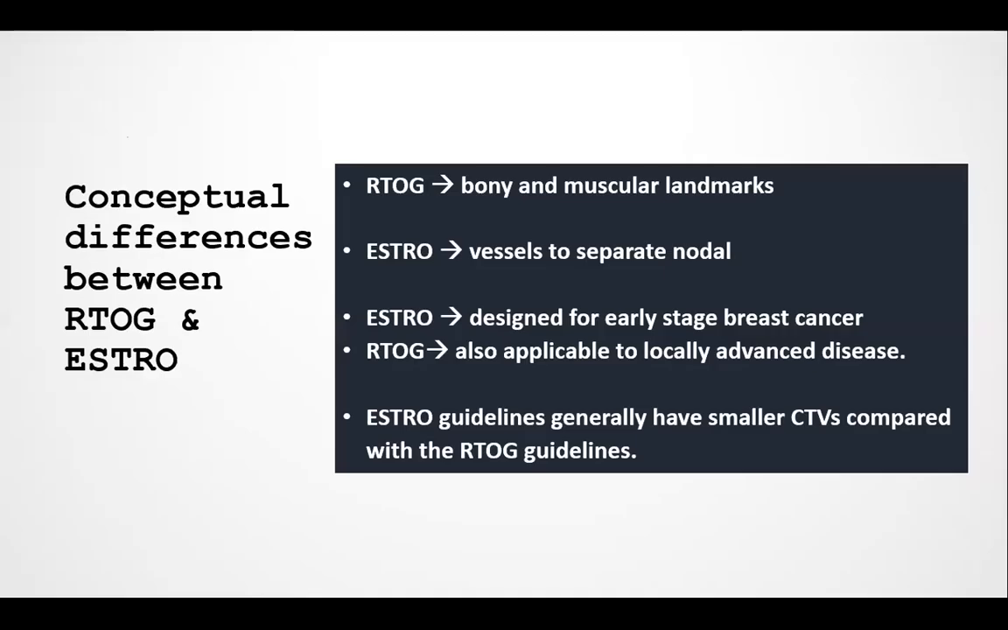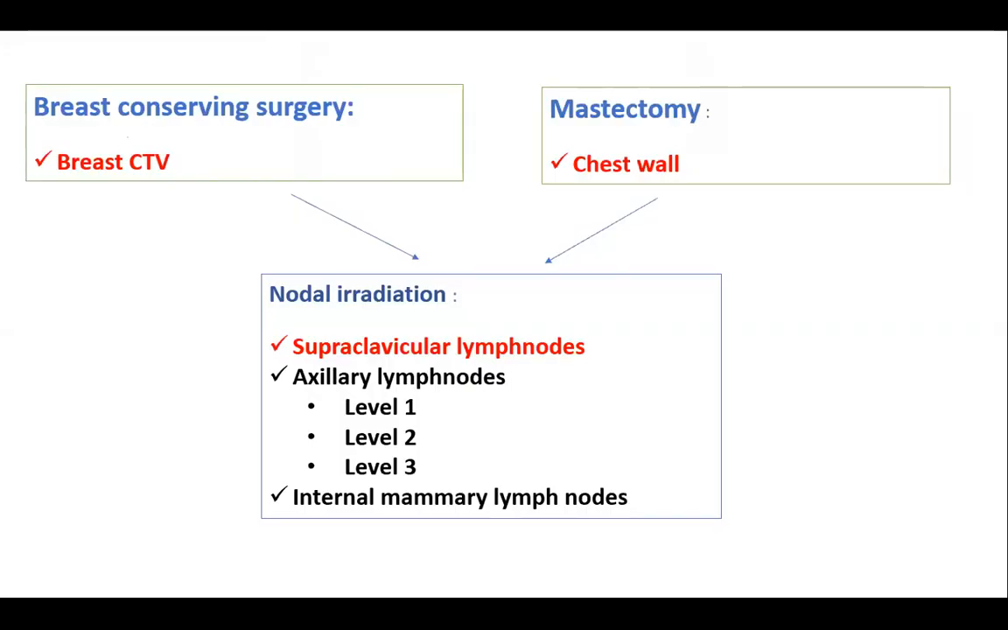ESTRO is especially designed for early stage breast cancer, whereas RTOG is applicable both for early stage as well as locally advanced disease. ESTRO guidelines generally have a smaller CTV compared to the RTOG. So my flow of discussion now would be, I will first discuss the breast CTV, followed by chest wall CTV, and then we will discuss the nodal stations.